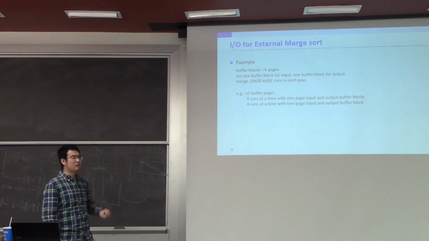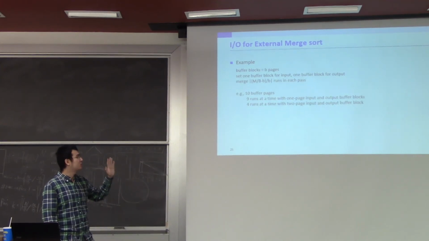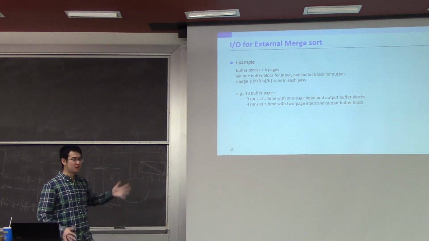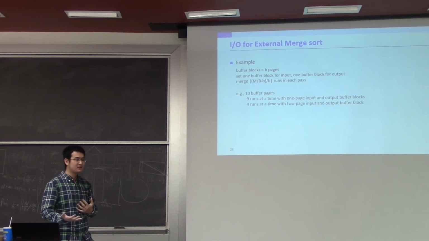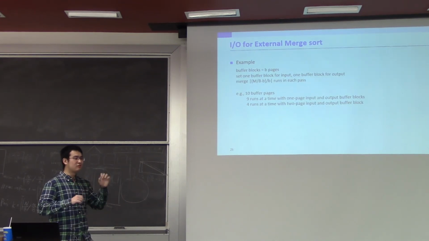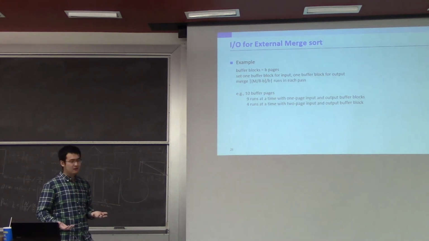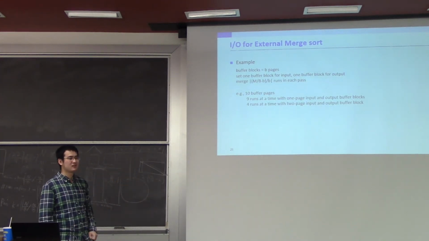But if we do double buffering, with 2 pages for each input and 2 pages for the output buffer, we end up with 4 runs at a time. We merge every 4 runs into one run. So that will give you more passes, but you actually overlap your CPU time and I/O time. Depending on the real scenario, it's typically better than the one-page alternative. Okay.